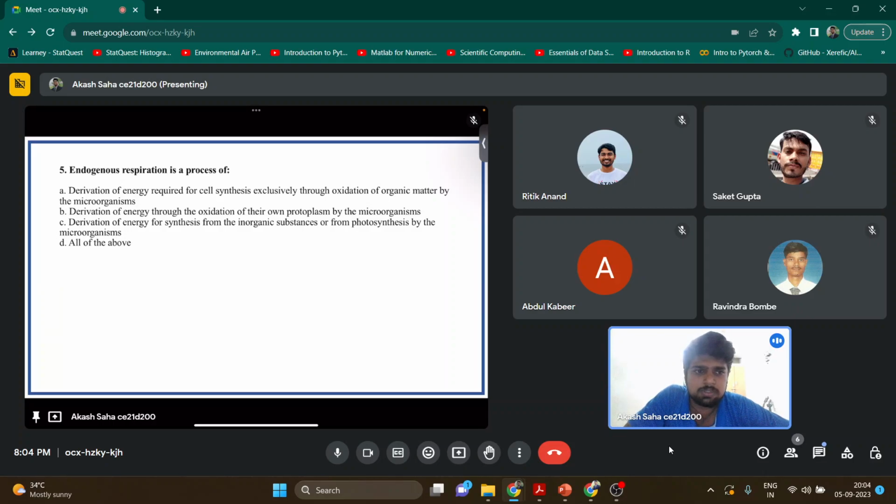So endogenous phase means decay of microorganisms. See, both options A and C are talking about synthesis. Synthesis means formation of new cells.